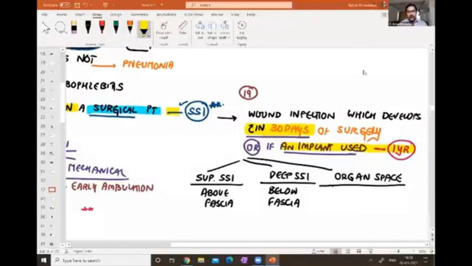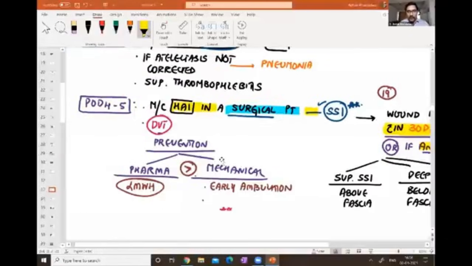or if an implant is used, 1 year of surgery. So you should know the definition of surgical site infection as well. DVT is deep venous thrombosis, and to prevent DVT, we can use pneumatic anti-DVT stockings. The image of pneumatic anti-DVT stockings has also been asked multiple times.